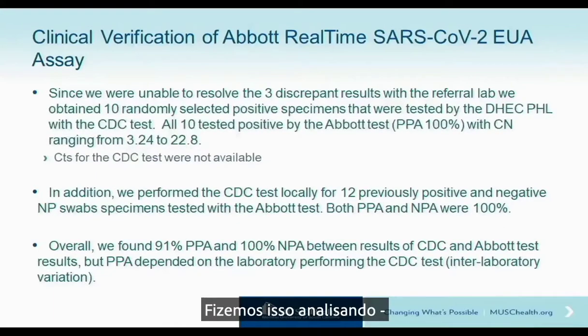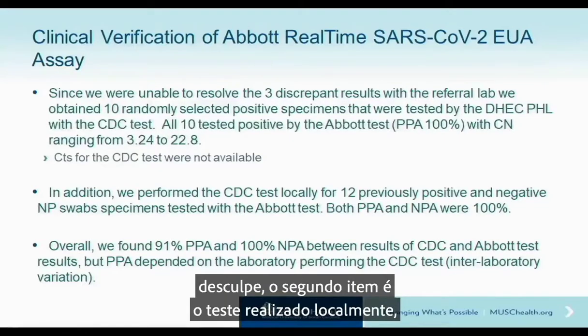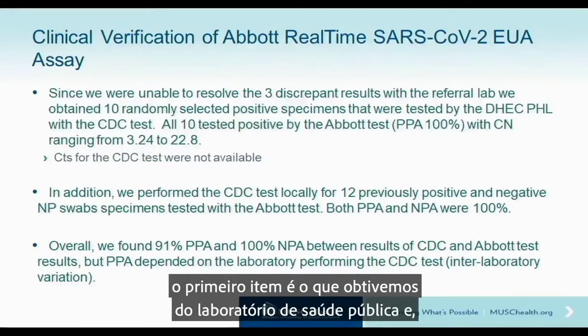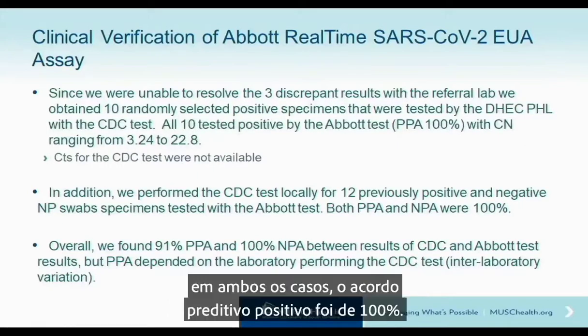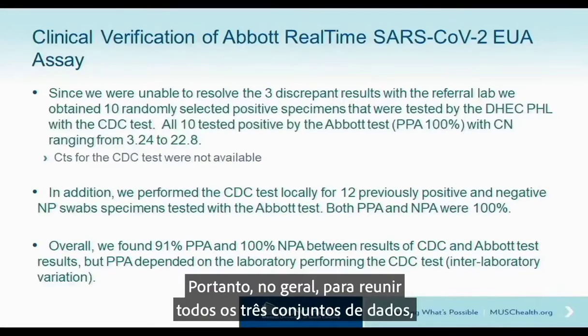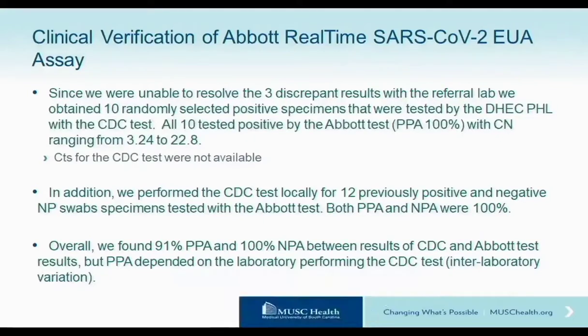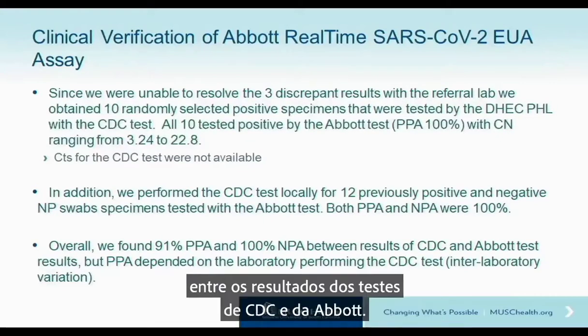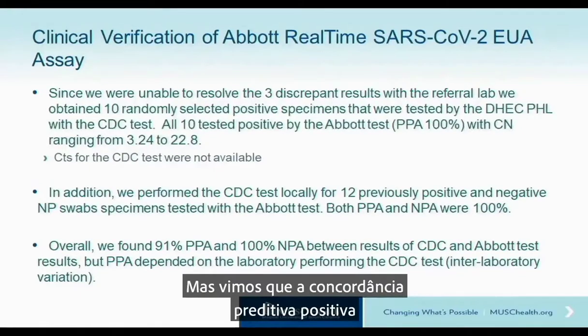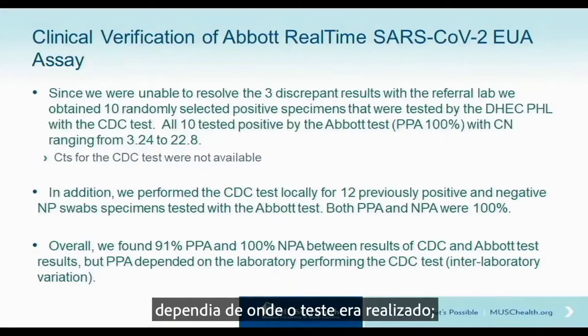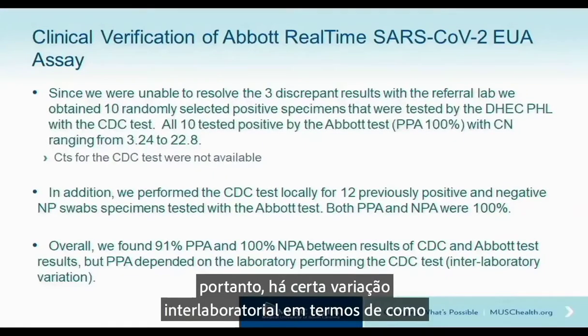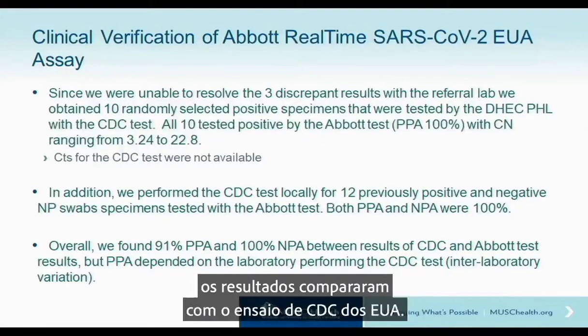So looking at the second bullet point here are the locally performed tests. The first bullet point is what we got from the public health lab. In both cases, the positive predictive agreement was 100%. So overall, if you put all three data sets together, we found a 91% positive predictive agreement and 100% negative predictive agreement between the results of the CDC and the Abbott test. But we did see the positive predictive agreement was dependent upon where the test was performed. So there is some interlaboratory variation in terms of how the results compare to the CDC EUA assay.